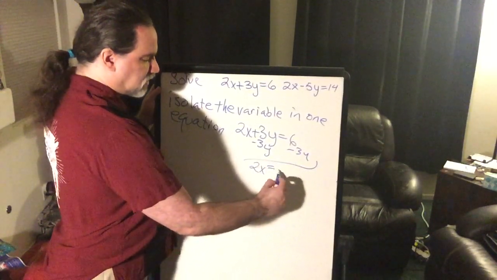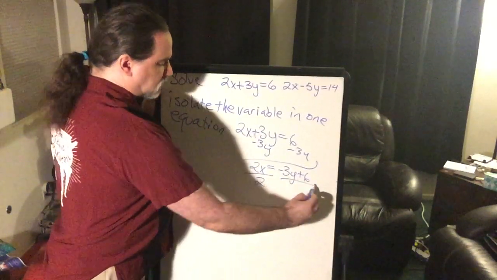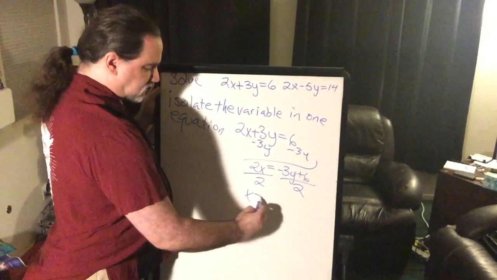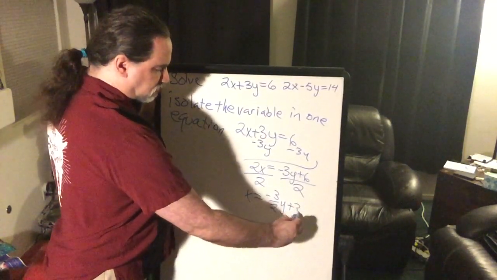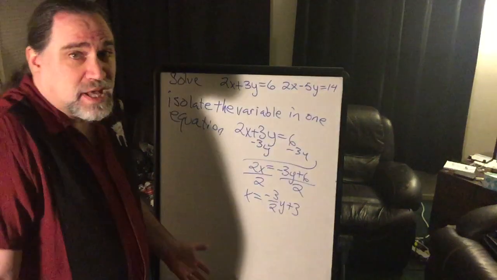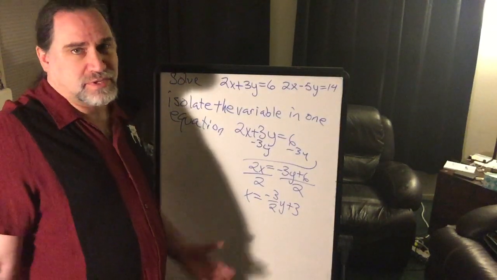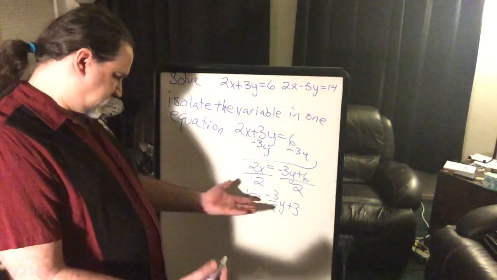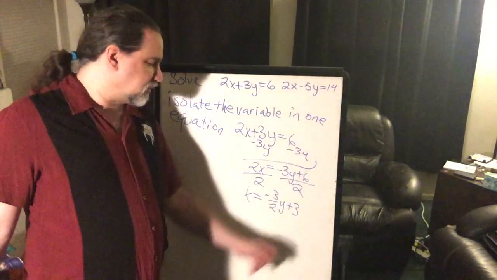2x equals negative 3y plus 6. And then I'm going to divide everything by 2. And I get x equals negative 3/2 y plus 3. Okay, well, not ideal. I don't like fractions much, either. But it is what it is, and at least this was a whole number.